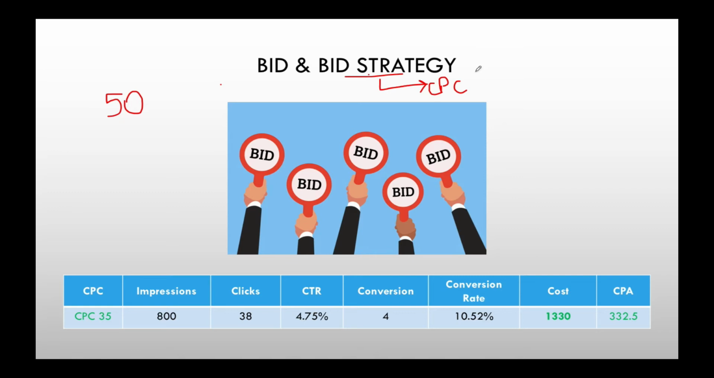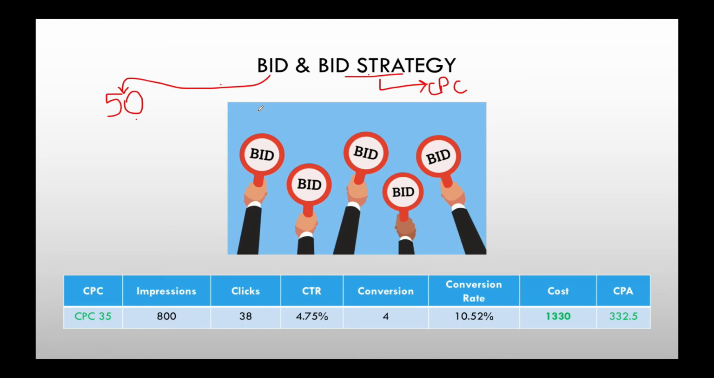How much are you paying the network? I'll say I'm paying 50 rupees to the network when someone clicks on my ad. So that means 50 rupees is your bid, and CPC is your bid strategy. So bid strategy would be how you are paying, and bid would be how much you are paying. So the other bid strategies apart from CPC are CPM, where M stands for milli or thousand impressions, cost per milli, and the last one is CPA, cost per acquisition or conversion.